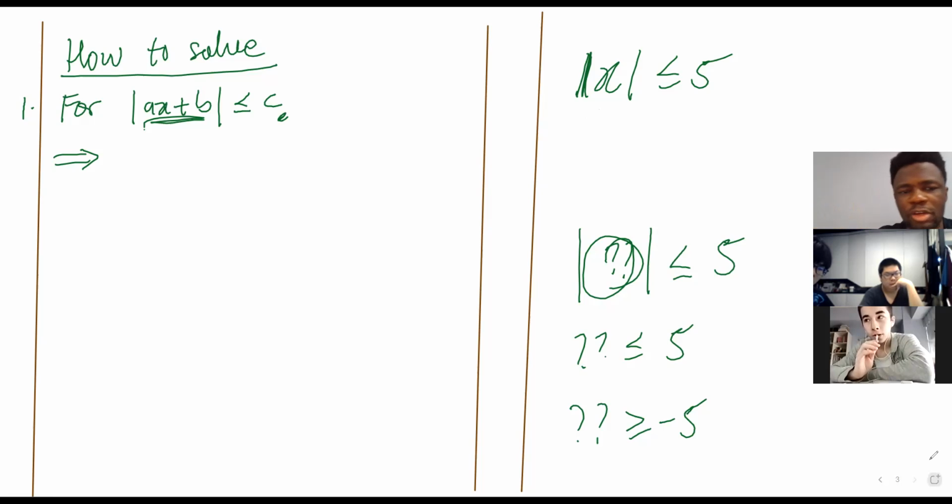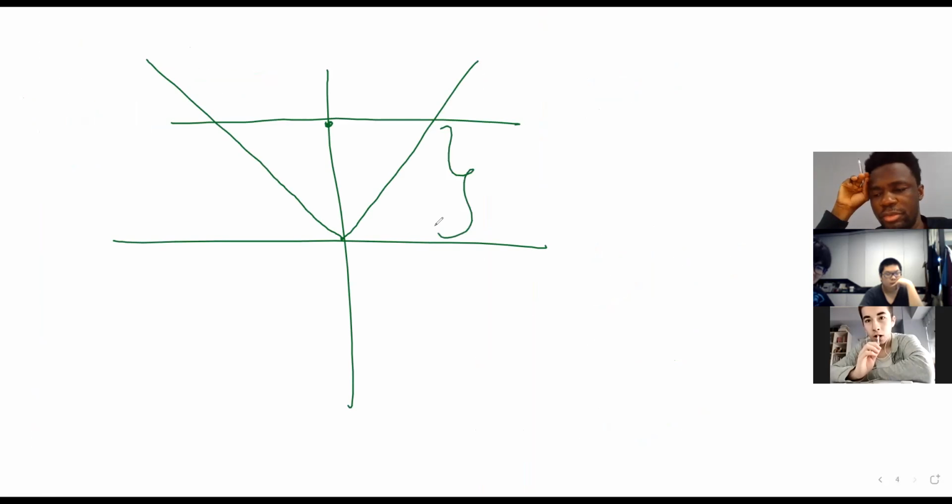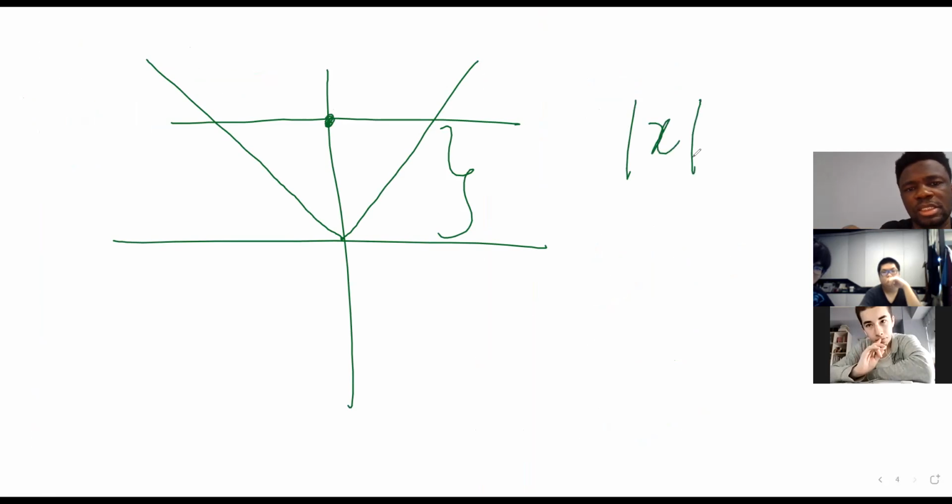Let's consider the graph of absolute value of x. Graph of absolute value of x is like this. Do you agree? And if this is 5, then we're actually talking about this region. These are the region less than or equal to 5. Okay? Now, graph of absolute value of x is this. If this is y is equal to 5, we're talking about this region.